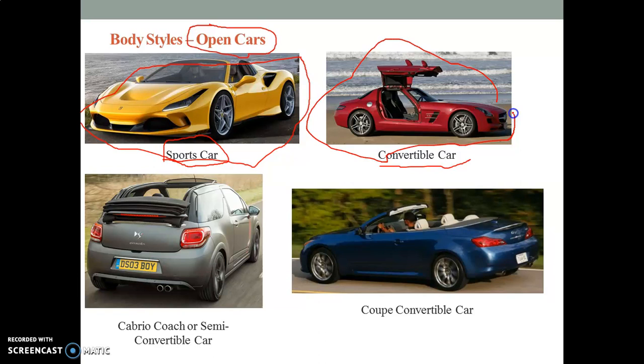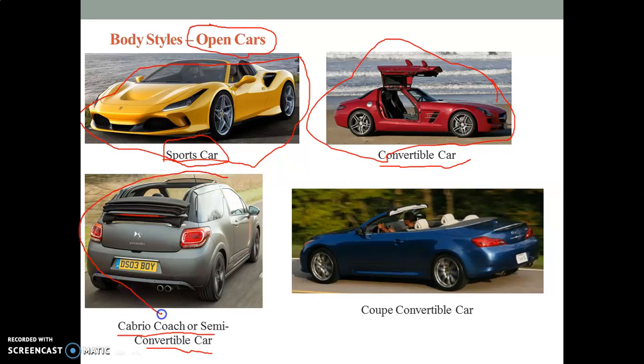So this is a convertible car, it can be closed or it can be open. Then next is Cabrio Coach or semi-convertible car. A vehicle with a roof where a retractable textile cover often acts as a large sunroof. This is an old style and is found rarely in modern cars.